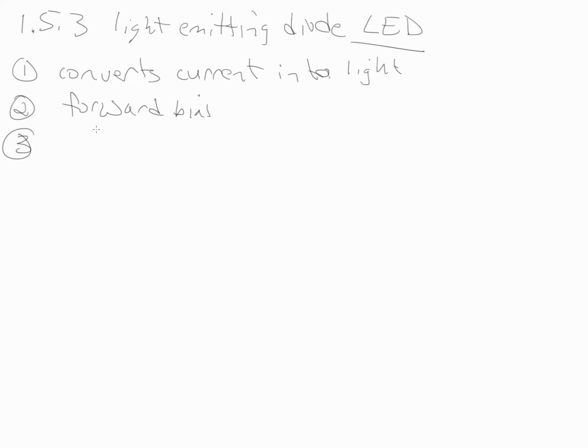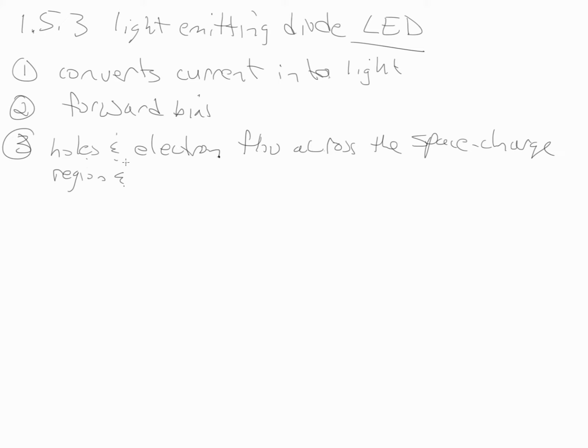And holes and electrons flow across the space charge region and become excess carriers. That's number 4 in the process.